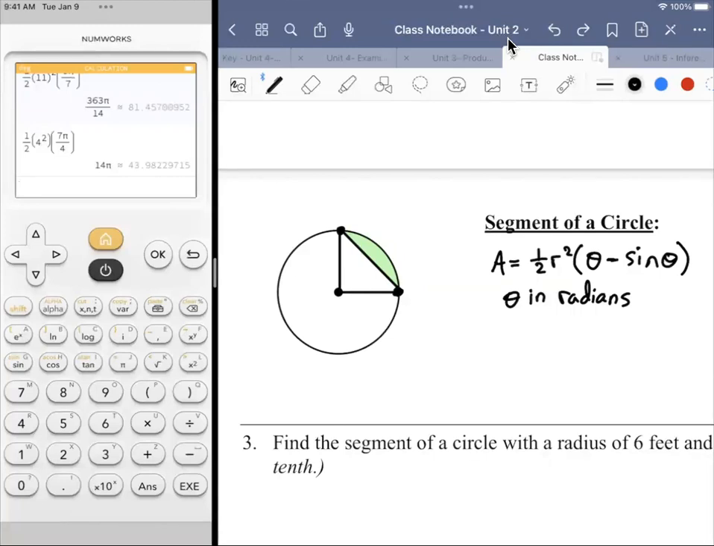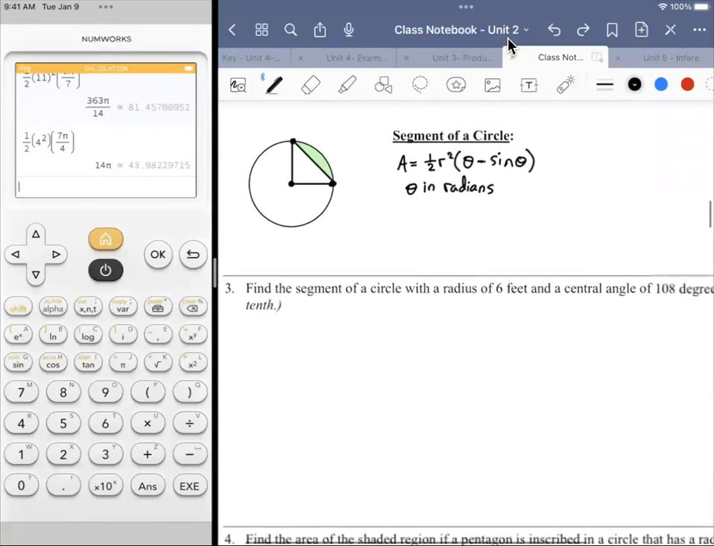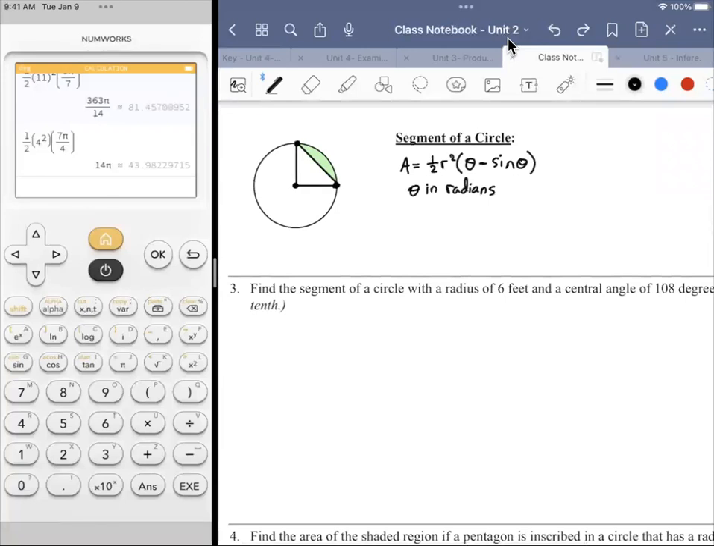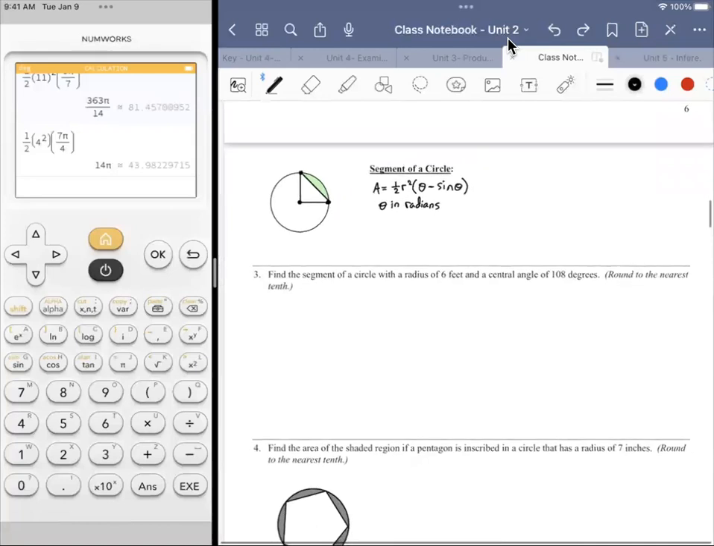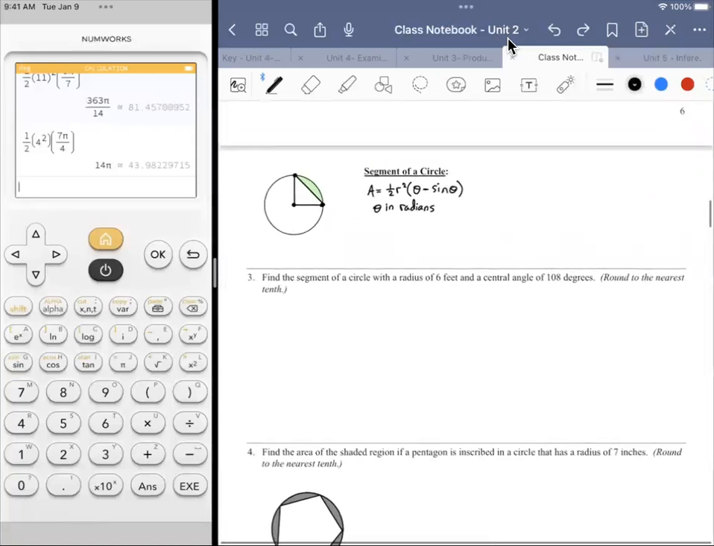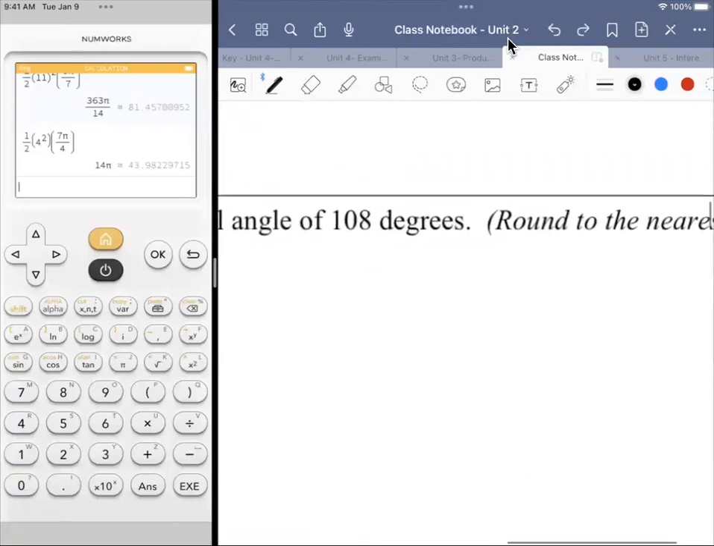All right. Now, when they say find the segment of the circle with a radius of 6 feet and a central angle of 108 degrees, that 108 degrees needs to become a radian measure. 108 is not one of our special angles around the unit circle, so we'll convert it.